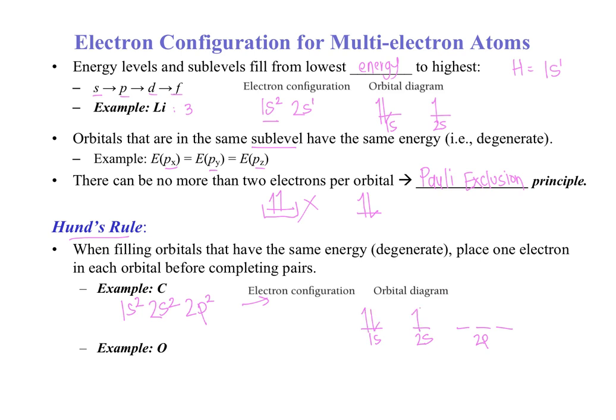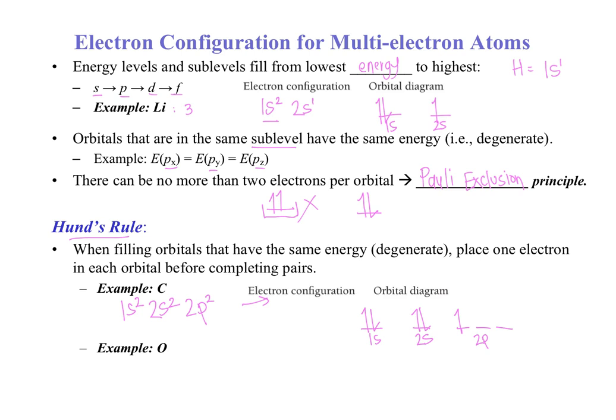1s2, 2s2. Now it's 2p2, so what we don't want to do is fill it like that. That violates Hund's rule. Hund's rule says that it's energetically more favorable to actually spread those electrons out, put them in different orbitals, because of electron repulsions.